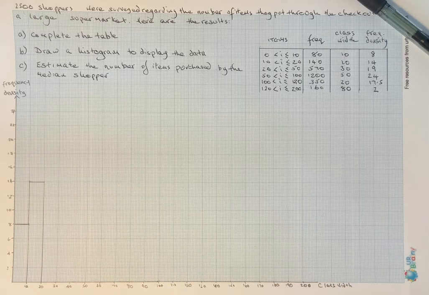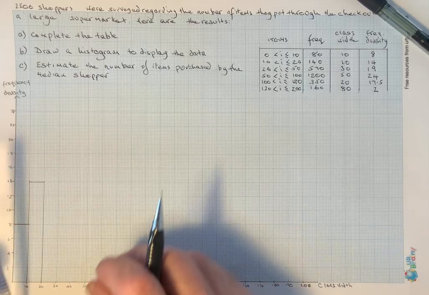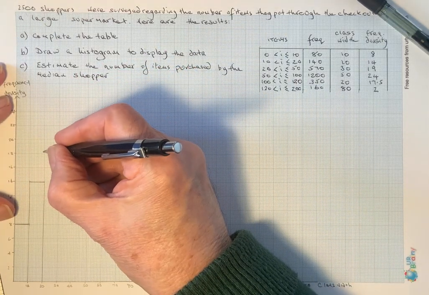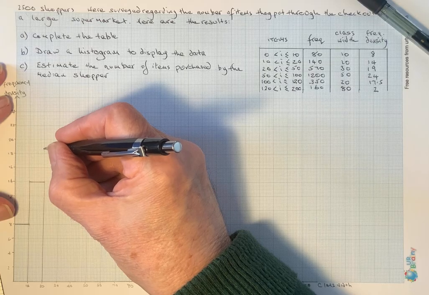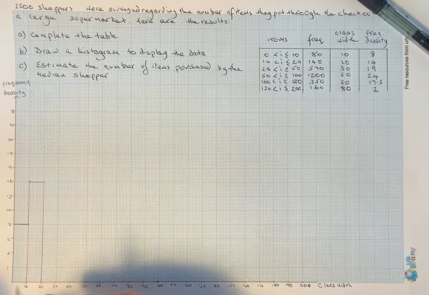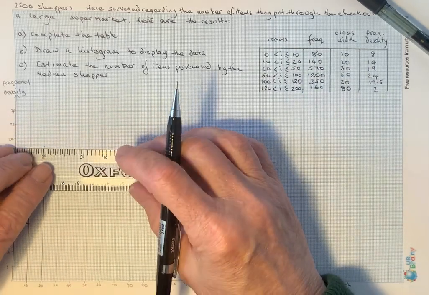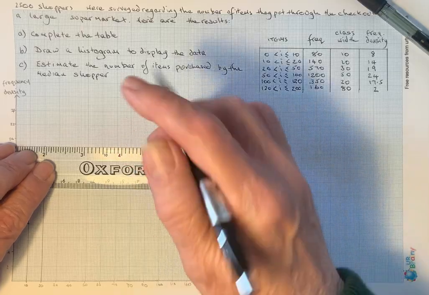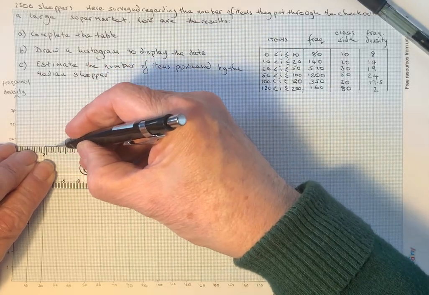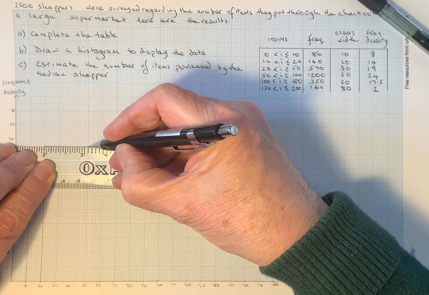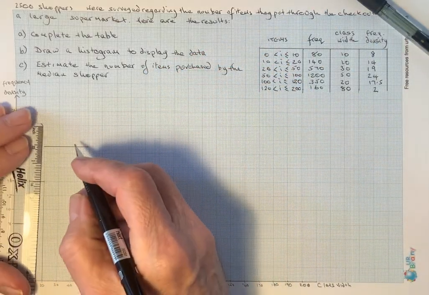The next one is 19, and it has a class width of 30. 19, this is 18, so that's 1, 2, 3, 4, 5. There we are. So that is 19 there. And 1, 2, 3 tens are 30.